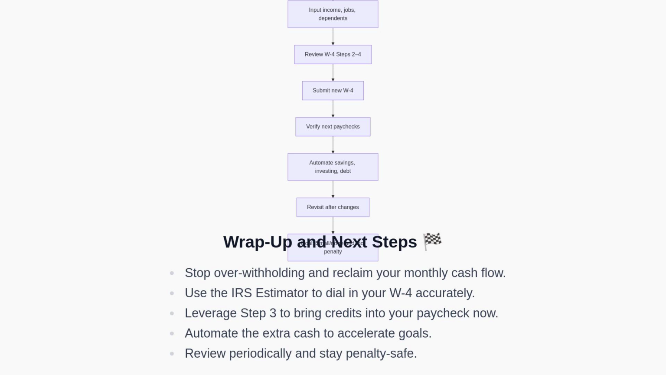In summary, stop over-withholding and reclaim your monthly cash flow. Use the IRS withholding estimator to calibrate your W-4 accurately. Leverage Step 3 so credits increase your paycheck during the year. Automate the added cash towards savings, investing, and debt payoff. Review periodically to stay aligned with safe harbor rules and avoid penalties.